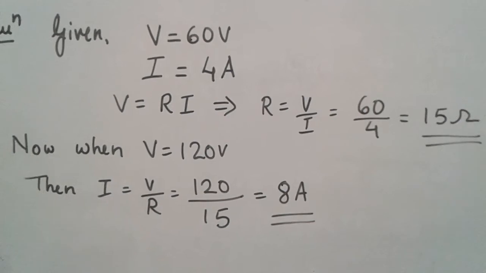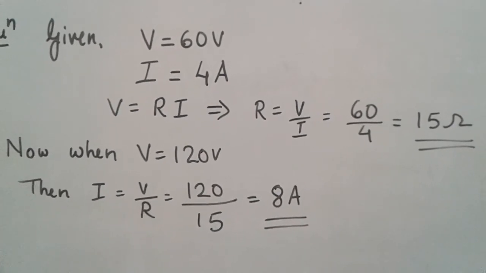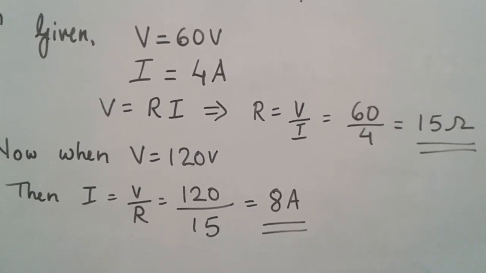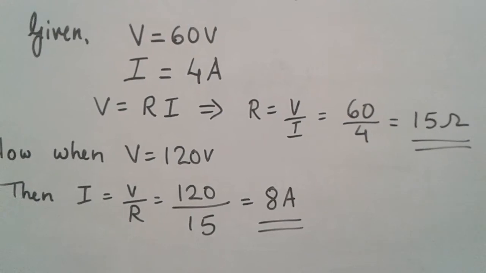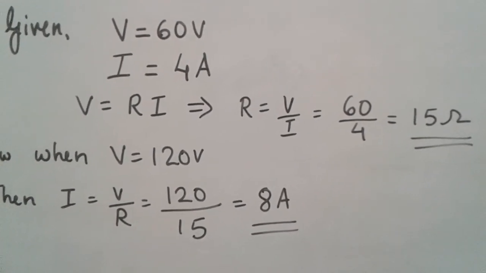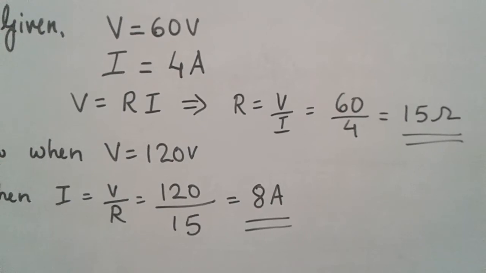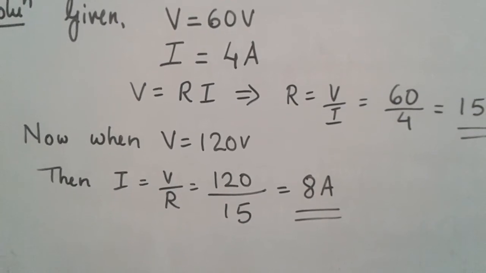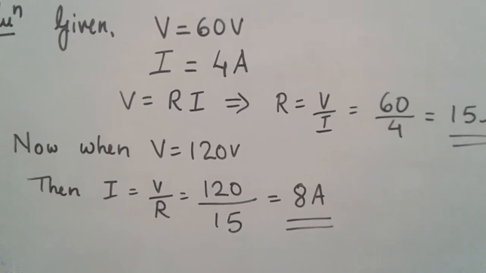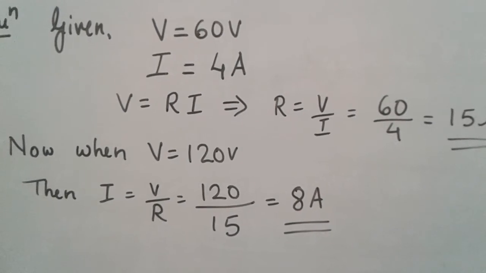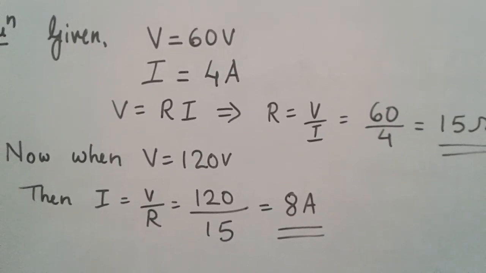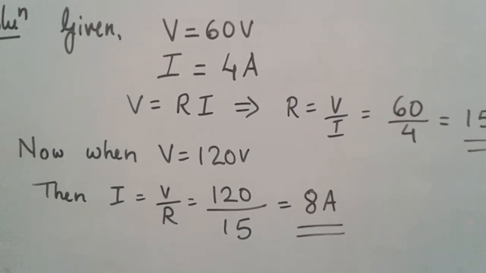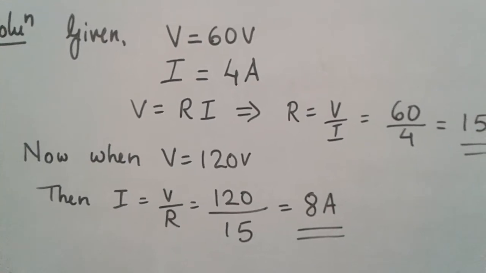Let us see what is given in the question. V is given to be 60 volt and I is given to be 4 ampere. So V is equal to RI according to Ohm's law, and R will be equal to V by I. If we put the values of V and I, we get the value of R to be 15 ohm. Now when V is equal to 120 volt, then I will be V by R, and putting the values, we get the value of I to be 8 ampere. So the current through the heater becomes 8 ampere when the potential difference is increased to 120 volt.